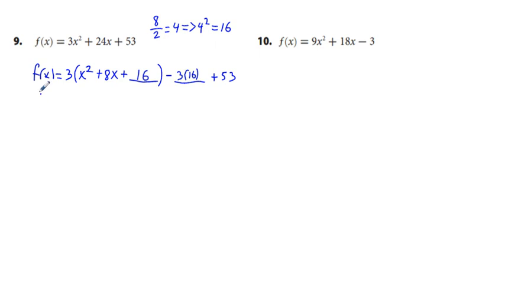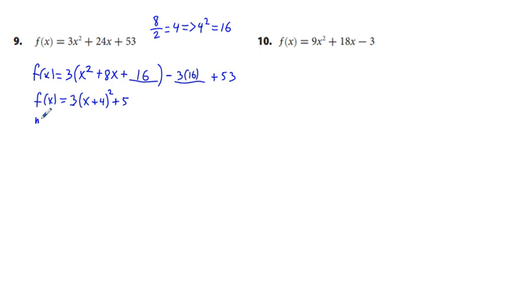So f of x is equal to 3 times quantity x plus 4 squared. And on the outside, we have negative 3 times 16. That should be negative 48. Negative 48 plus 53, that's going to be plus 5. So this will be our completed square version.